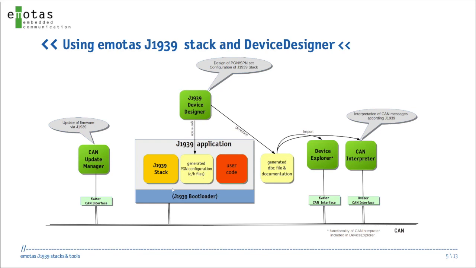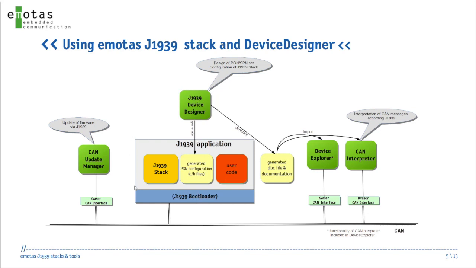If you want to update your application via J1939 in a J1939 network, you will need a J1939 bootloader and some tool which is able to handle the firmware update of your devices via J1939. I don't want to go into the details of this now, but I just like to mention that we also offer tools for this and J1939 bootloaders as well.